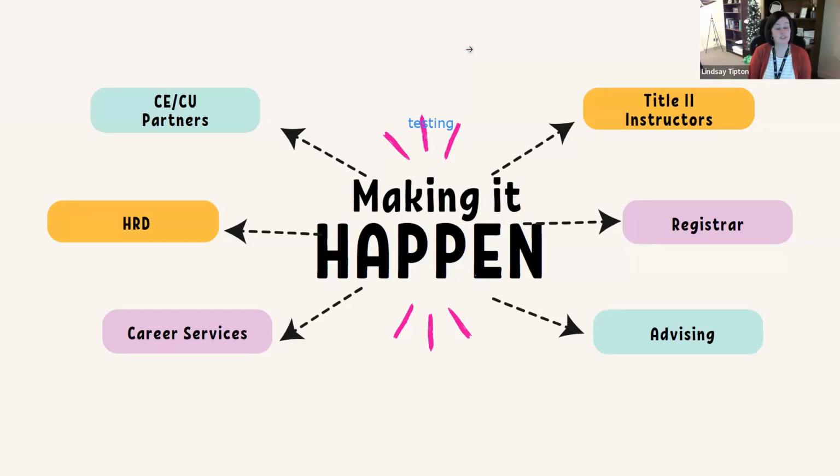Well, making it happen. So we've talked about all these different components, working closely with your CE and CU partners to make that scheduling work, with your HRD partners if you're offering your workplace preparation through HRD or through career services, or bringing those career services in at certain times for those workplace preparation classes to work on career searches. That should all be part of your advising plan.